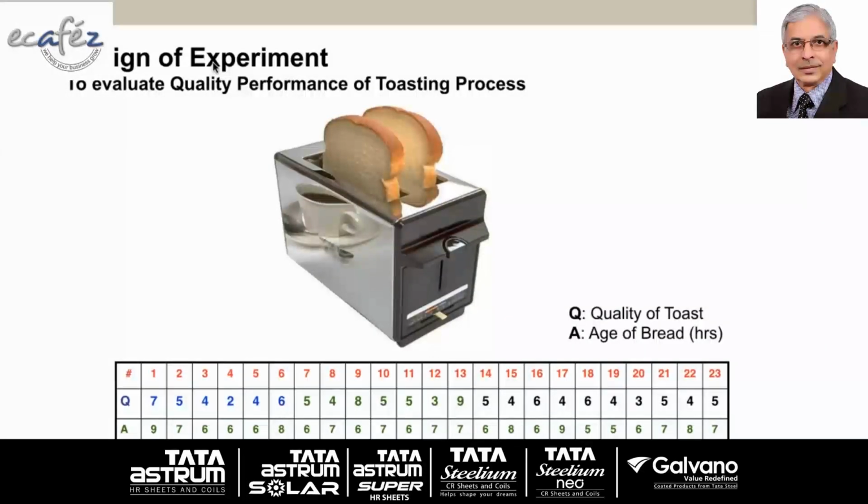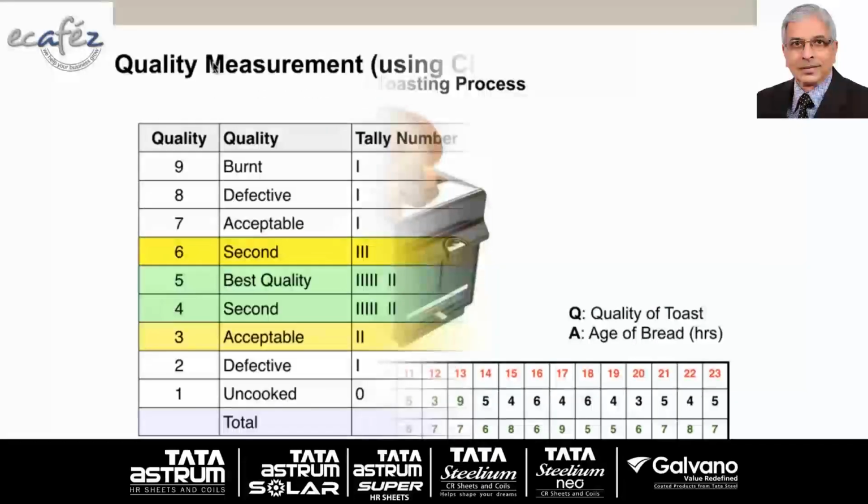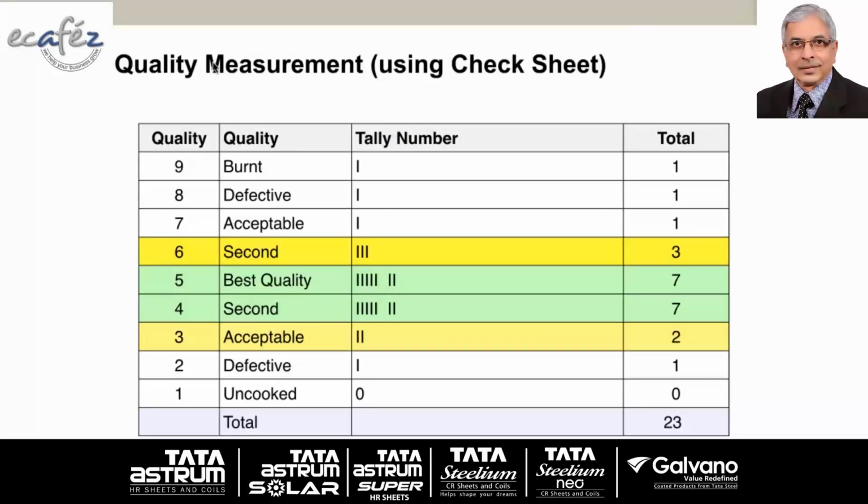So 23 samples were taken, and the quality and the age of bread were recorded, as you are seeing, and based on that, the problem analysis was done. After these 23 toasts, 9 were found burnt, and we have identified 9 categories of quality in this.